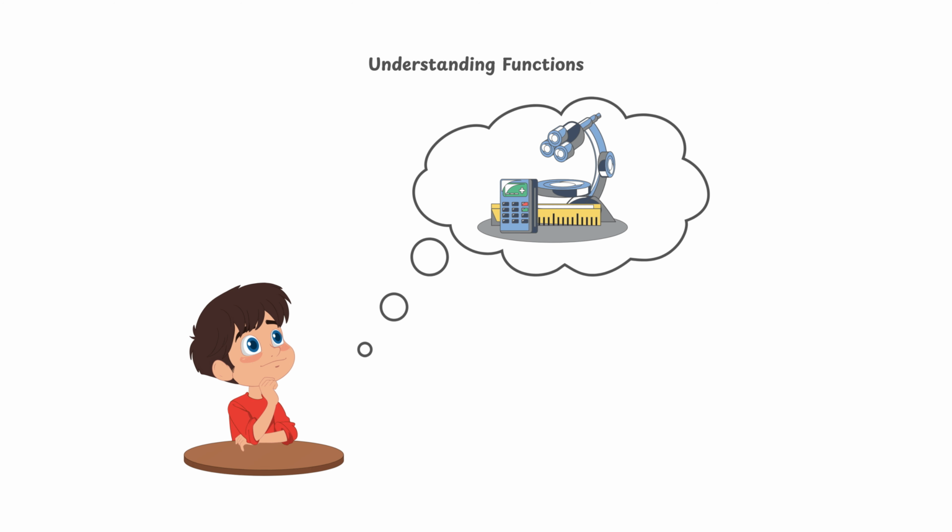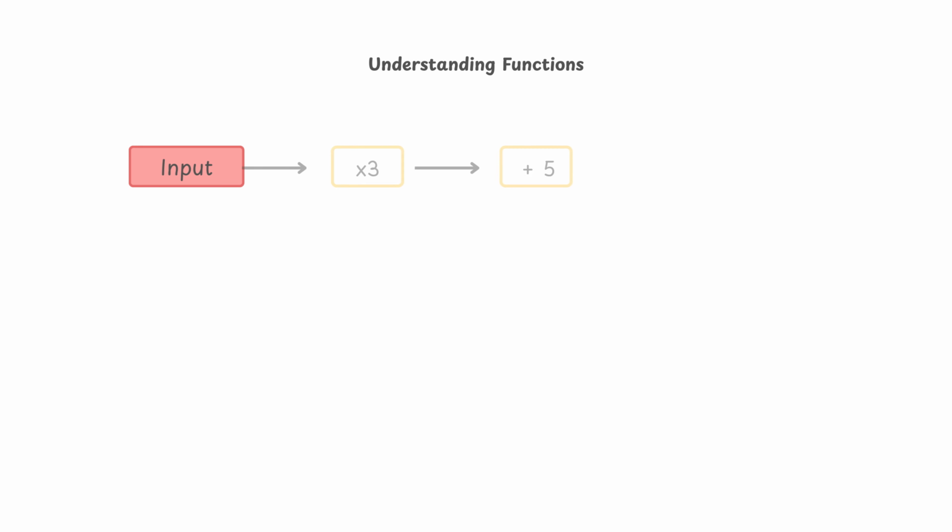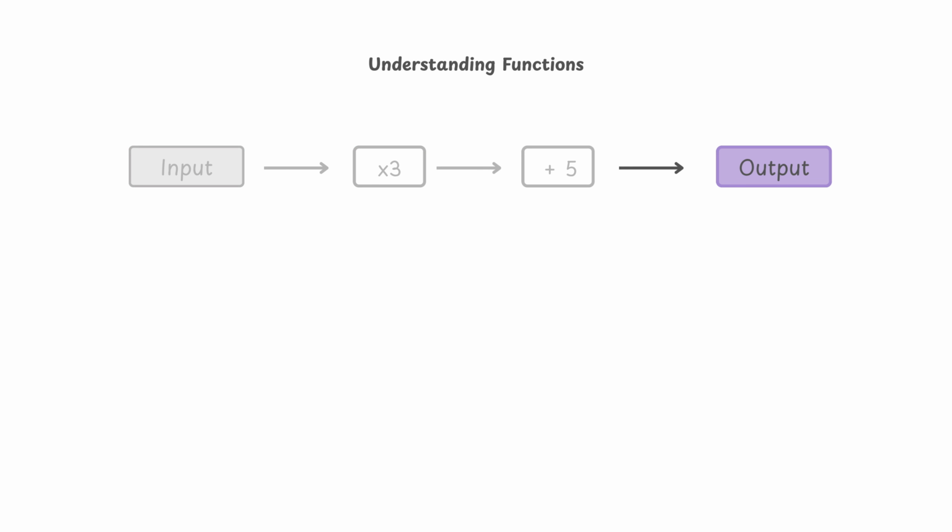Think of a function like a machine, not a noisy metal machine, but a quiet mathematical one. You give it something, it works on it, and then it gives you something back. That something you give is called the input, and what comes out at the end is called the output. Now let's follow the journey step by step.